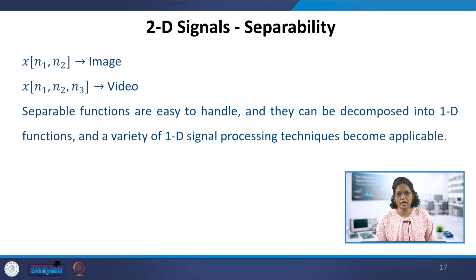It is easy to handle if it is separable. 2D or 3D signals can be analyzed through this separability concept by using one-dimensional analysis. Whether it is Fourier analysis or convolution, it can easily be used for 2-dimensional signals if that signal is separable. If an image or video is separable, 1D signal processing techniques can be used for the 2D and 3D cases, and the processing will be easy.